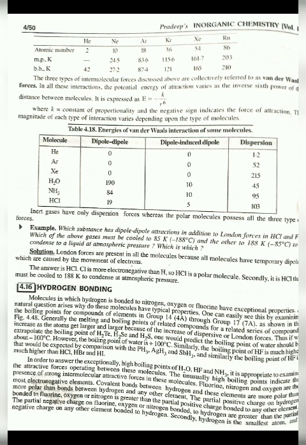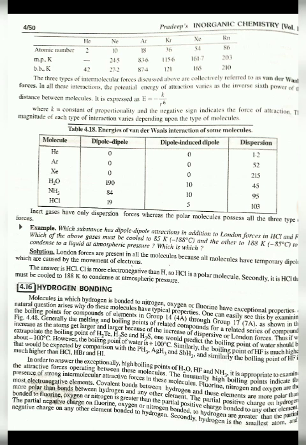The three types of intermolecular forces discussed above are collectively referred to as van der Waals forces. In all these interactions, the potential energy of attraction varies as the inverse sixth power of the distance between molecules. It is expressed as E equals minus K upon R to the power 6, where K is a constant of proportionality and the negative sign indicates the force of attraction. The magnitude of each type of interaction varies depending upon the type of molecules. Inert gases have only dispersion forces, whereas polar molecules possess all three types of forces.